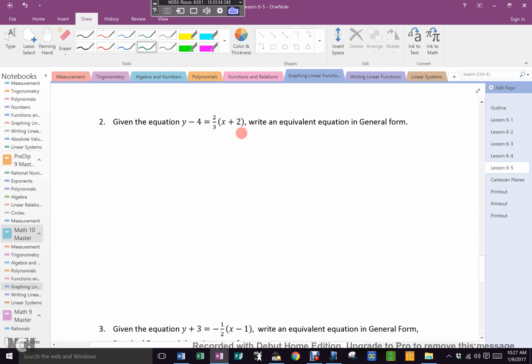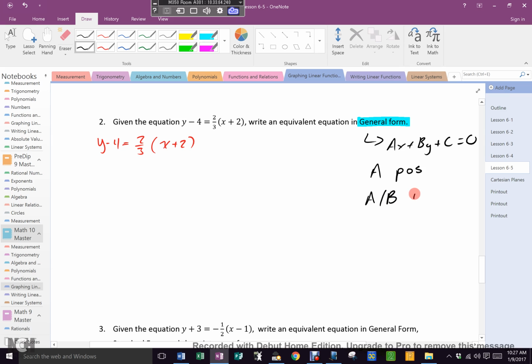So you guys should have this now. Do you? All right. So y minus 4 equals 2/3 x plus 2. And I want general form. What is general form? ax plus by plus c equals 0. What's the key here? One of those is special. Which is the special one? A. A must be what? A must be positive, and A and B must be whole.